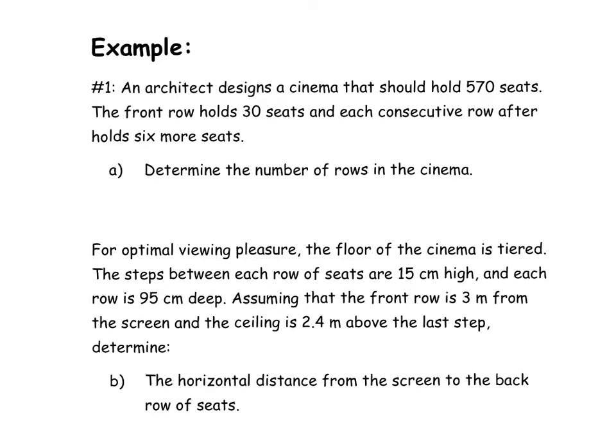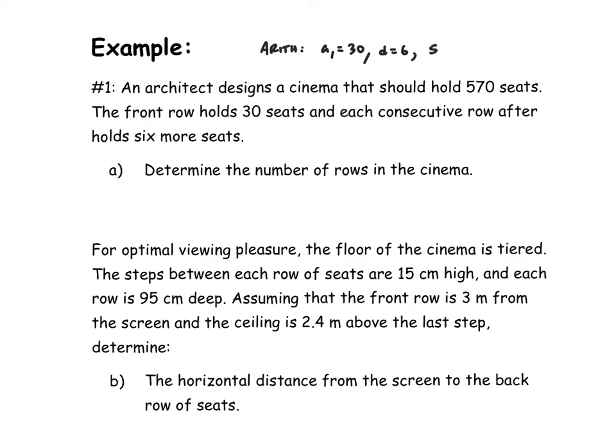Okay, example number 1. An architect designs a cinema that should hold 570 seats. The front row holds 30 seats, and each consecutive row after holds 6 more. So this tells me this will be an arithmetic sequence or series problem. Since I know that, first row we would call a sub 1, that would be 30. Common difference would be 6, right? So the change from term to term, or row to row in this case, would be 6 seats.